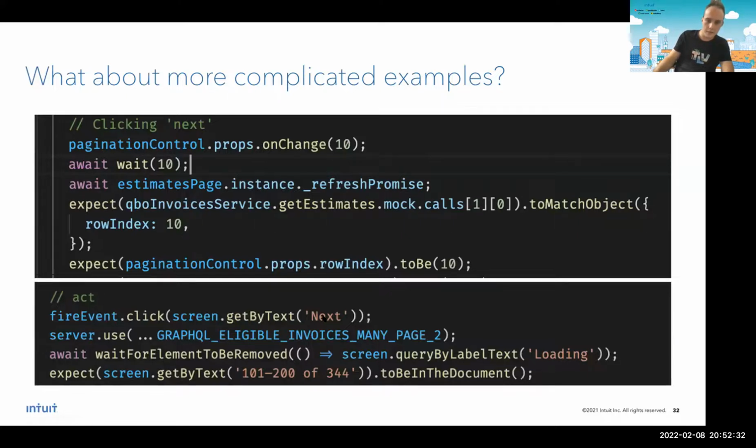We just click on the next button by searching for it by text. Then we provide a special network mock, which returns the second page of the invoices. And inside this mock, there is an if statement that if row index is not 10, then it returns an error. This way, we will be sure that the real backend API has been called with the corresponding query parameter and that we don't have a bug here. And then we need to wait for the refresh promise.